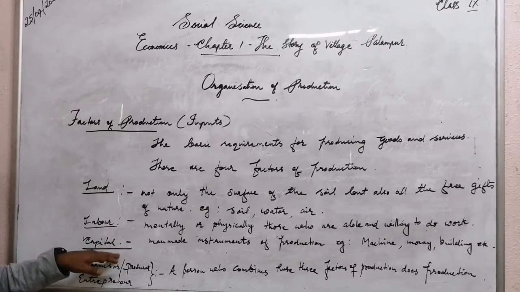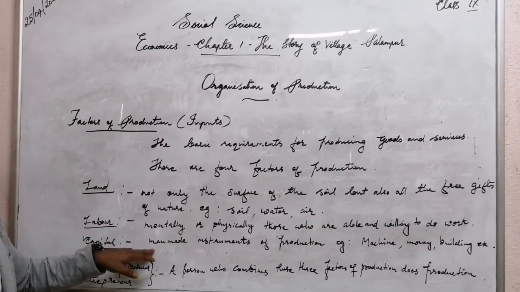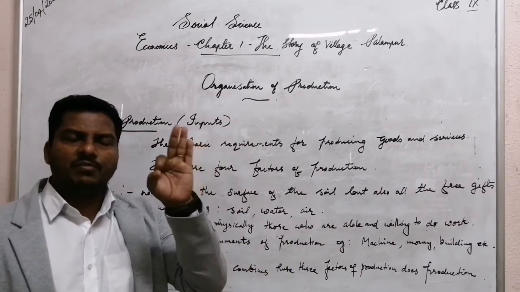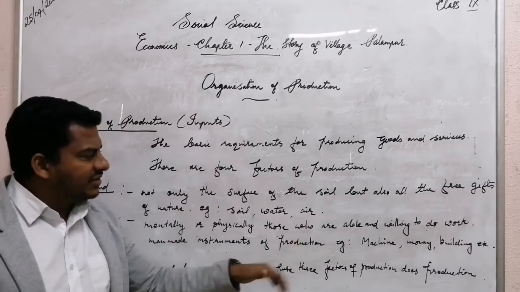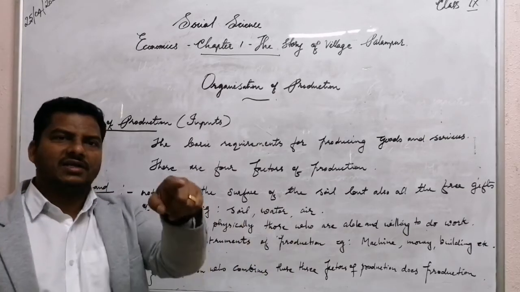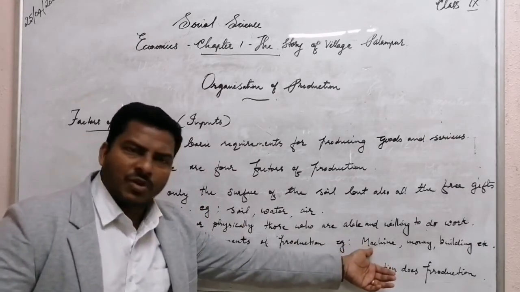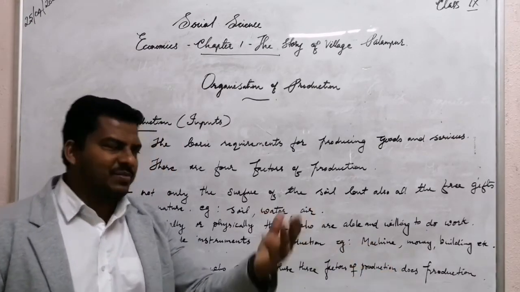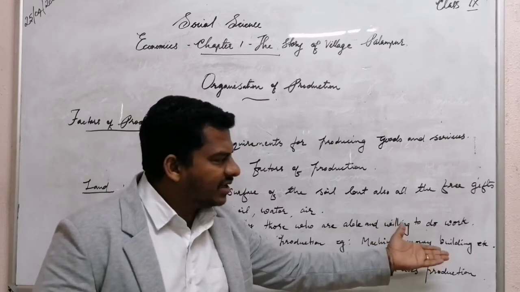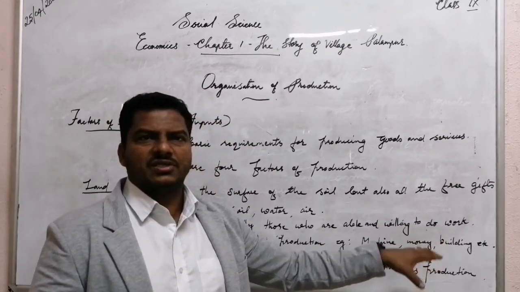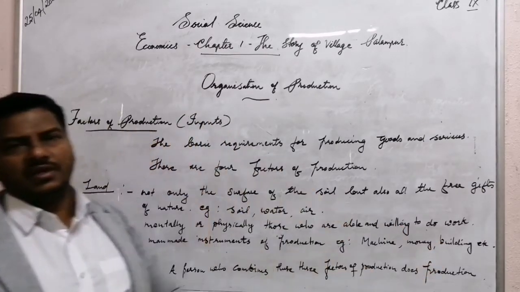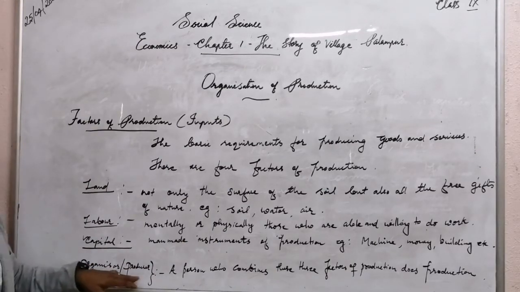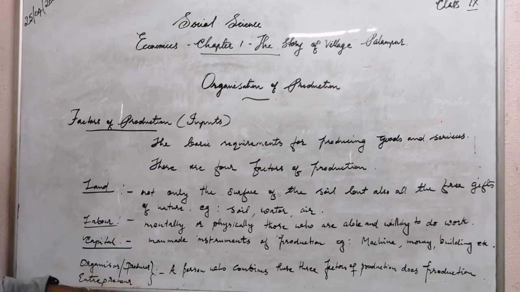Third factor of production is capital. Capital is the man-made instrument of production. Anything made by human beings, and if it is used in production, that is known as capital. For example, a machine is made by human beings and we use it in production, so a machine is capital. Money, buildings, all are capital because they are made by human beings and we use them in production. The last factor of production is the organizer, also known as producer or entrepreneur.